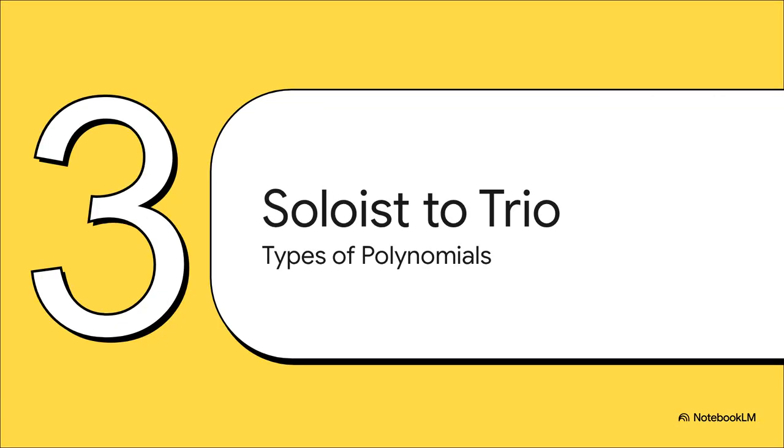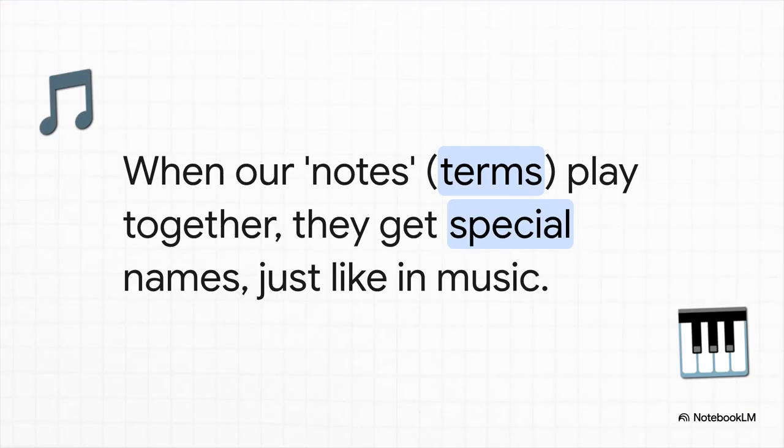Okay, so we've got our individual notes. Now, let's see what happens when they start playing together. We're moving from a single soloist to a duet, maybe even a full trio. And this is where we get the different types of polynomials. And just like in music, when you arrange these mathematical notes together, you create something brand new that gets its own special name. It all comes down to how many terms are playing together in harmony.